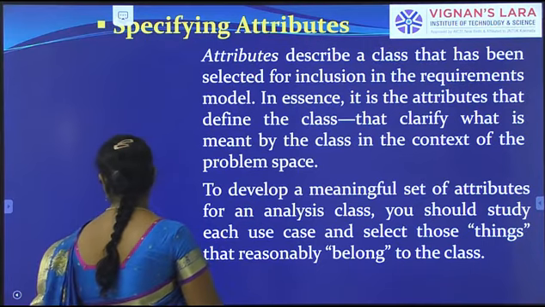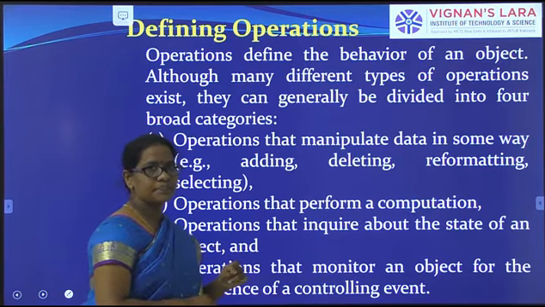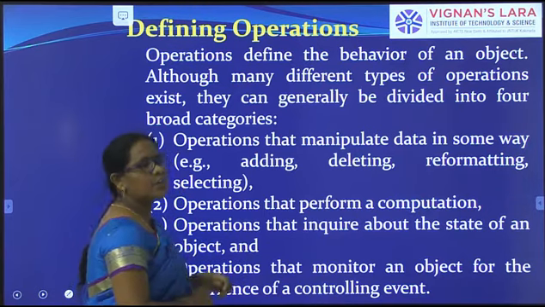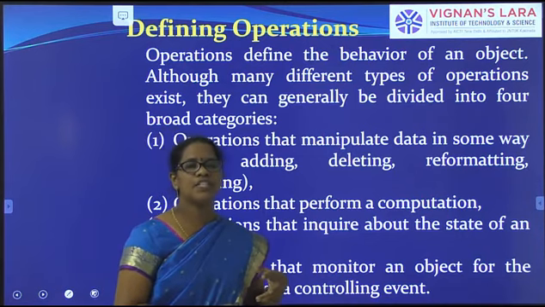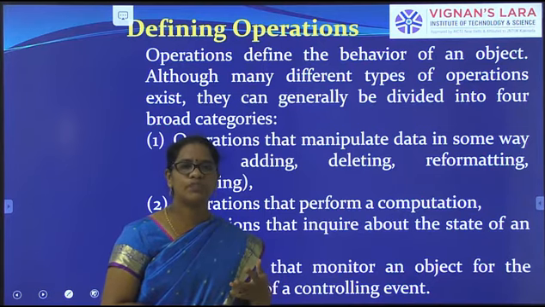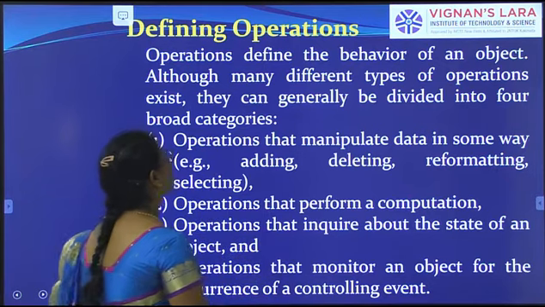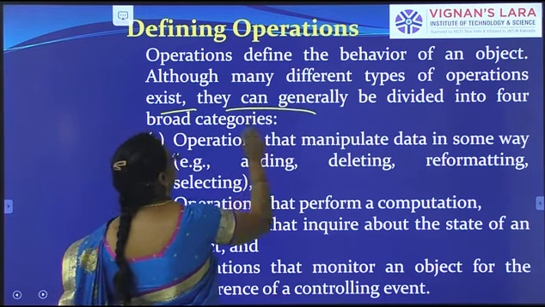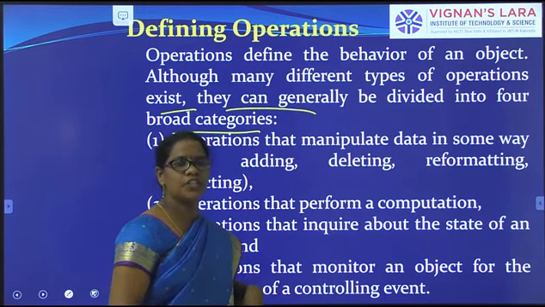Specifying attributes is completed. So, defining operations. Operations define the behavior of an object. What is an operation? The meaning of operation is the behavior of an object. Behavior means the function we are writing regarding that, what the function is doing. So that is the operation. Many different types of operations exist, and they can generally be divided into 4 categories.